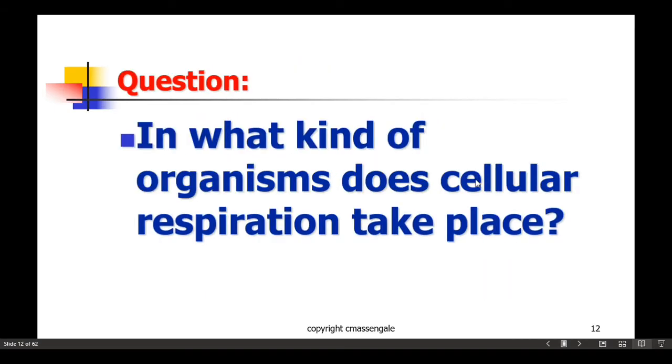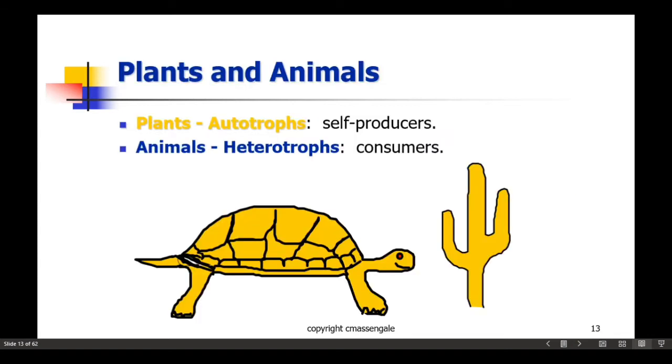Now, if cellular respiration is the process of extracting energy from the food that we eat, in what kind of organisms does cellular respiration take place? Since all living organisms require energy, all living organisms undergo cellular respiration. This includes plants, which are autotrophs, and animals, which are heterotrophs, and of course other organisms such as bacteria. This also means that plants also need oxygen because oxygen is needed in cellular respiration.